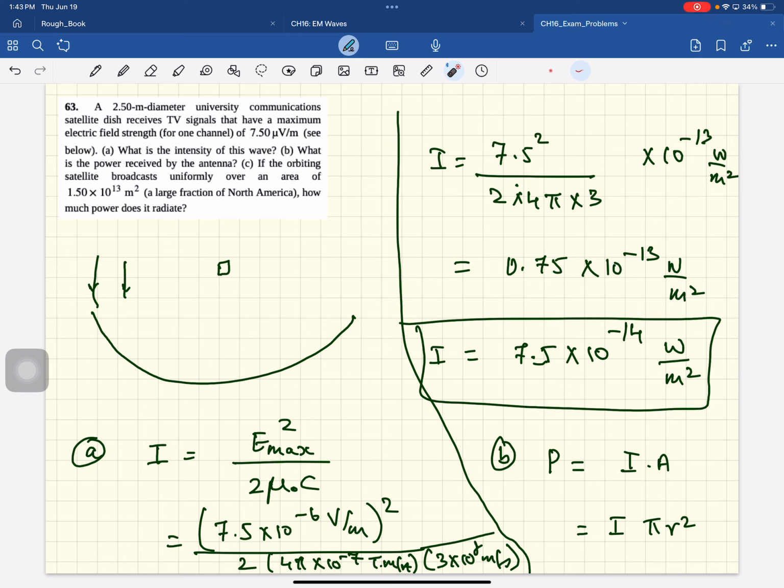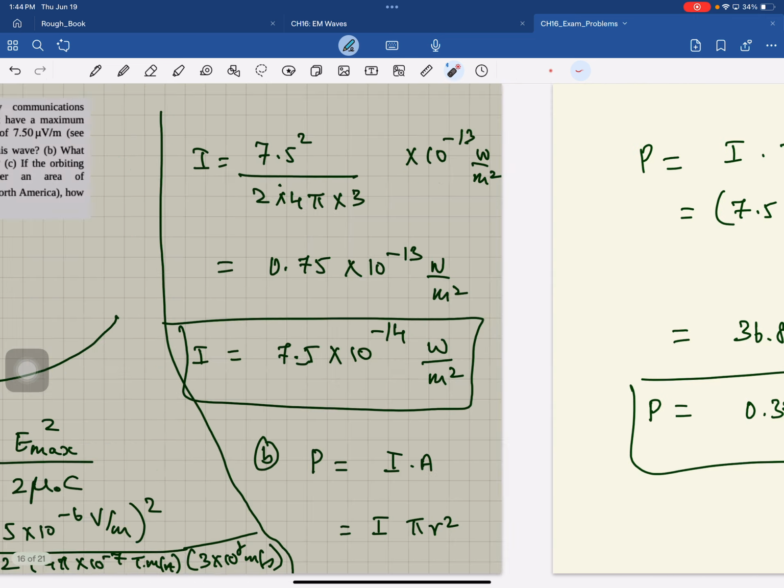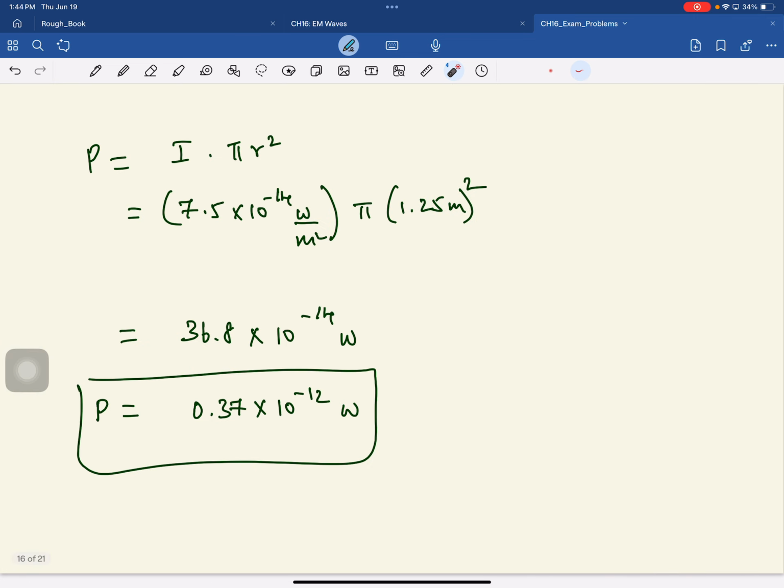Oh, okay, so what is the power received by the antenna? If the orbiting satellite broadcasts uniformly over an area of this much, a large fraction of how much power does it radiate? Okay, so this is the intensity that's coming to the antenna, and this intensity needs to be all over the US.